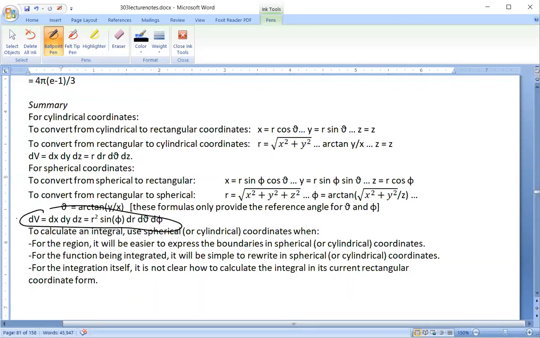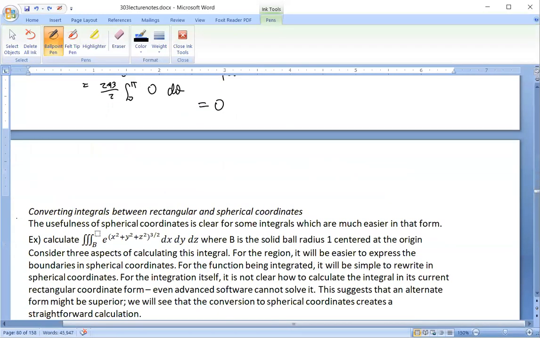And when should we be looking to use spherical coordinates? For the solid, it's going to be easier to express the boundaries in spherical coordinates. Also, the function being integrated doesn't look like it can be integrated right now, so it might be easier in spherical coordinates. And then also it's actually possible for the function given to write it in spherical coordinates.